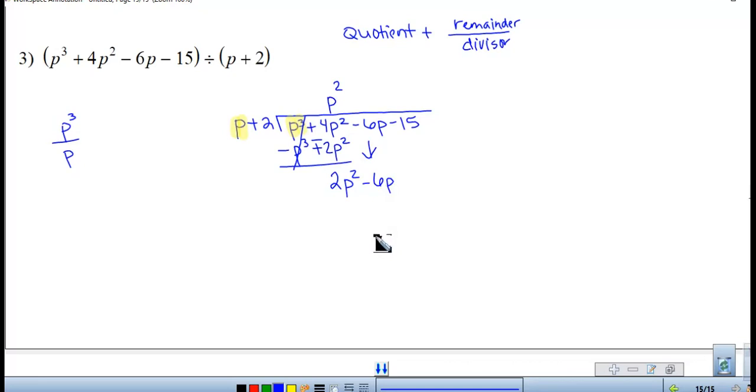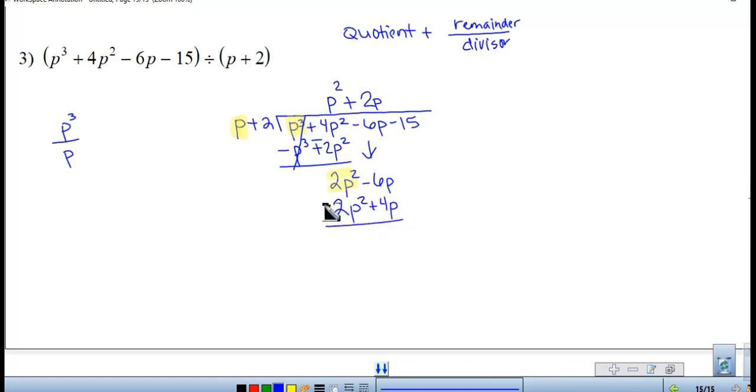Now let's start the process over again. Focus only on the first terms. P divides into 2p squared, positive 2p. Take your answer, 2p, and multiply it times both terms. You'll get 2p squared plus 4p.